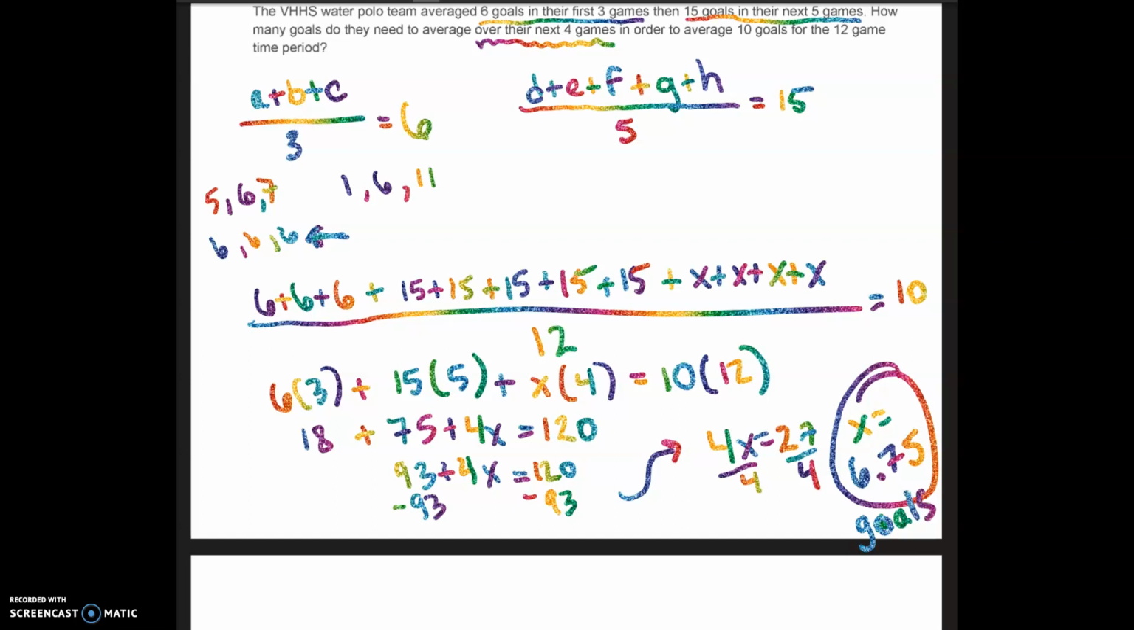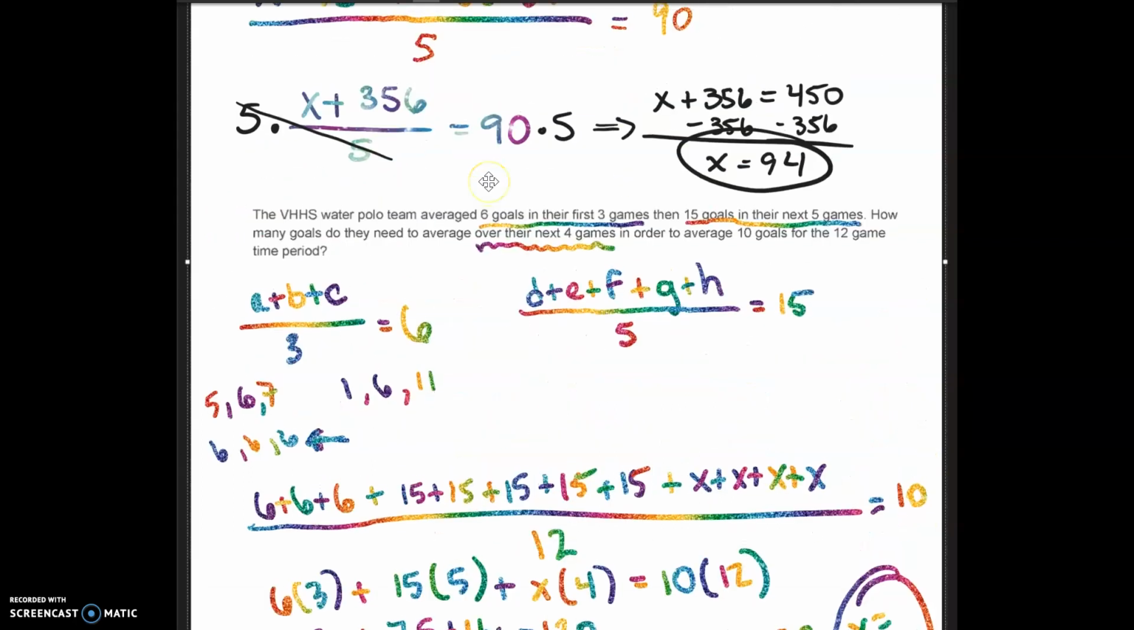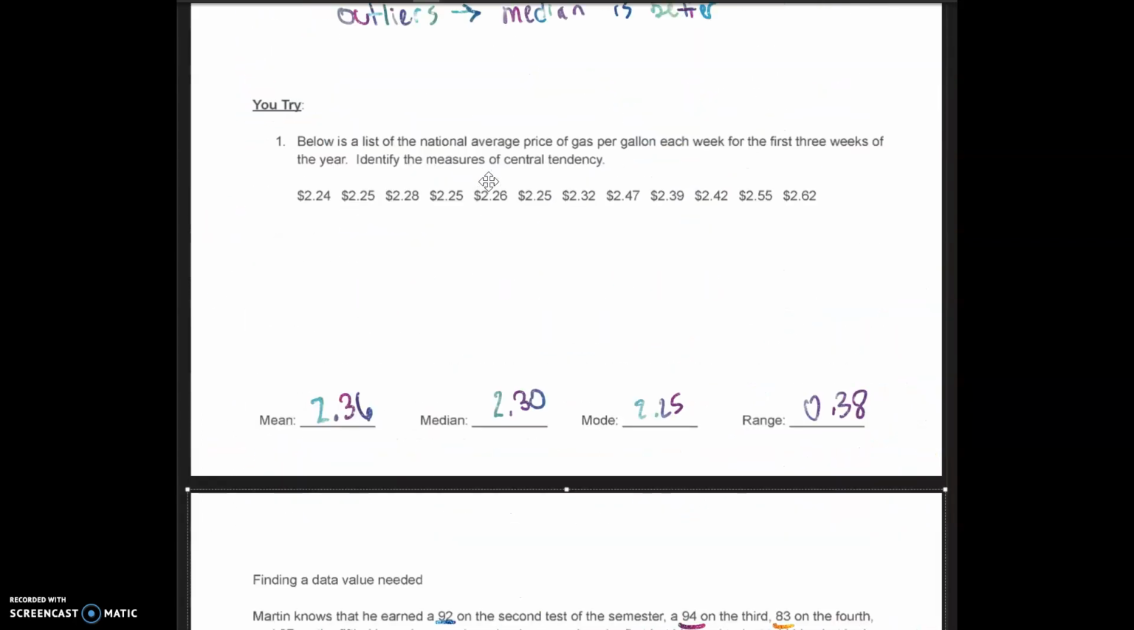So hopefully this is helpful. Your homework tonight is a Delta Math. It's just going to go over some basics. You'll get some more of these difficult questions on your homework tomorrow night on the Math Excel.